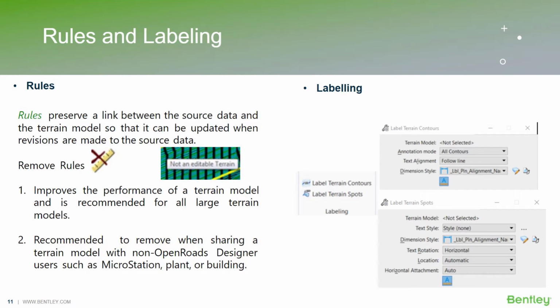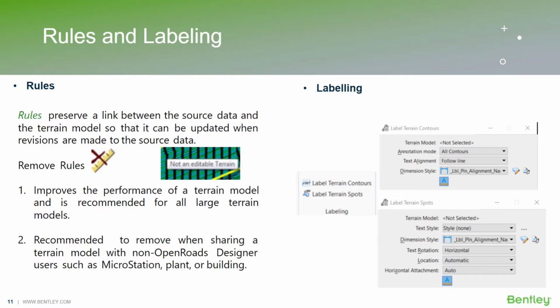And cover the second topic, which is the labeling. So in this terrain option, we have two major labeling tools, which are label terrain contours, and second is label terrain spots. In the label terrain contours, it will label the terrain contours and annotate elevation according to the text alignment or annotation mode you have selected. I will demonstrate that later.